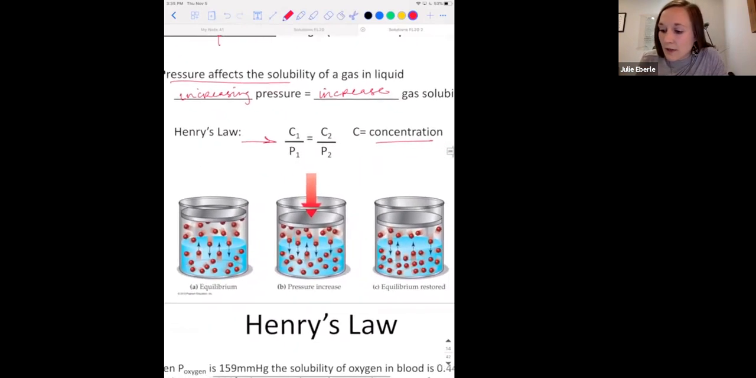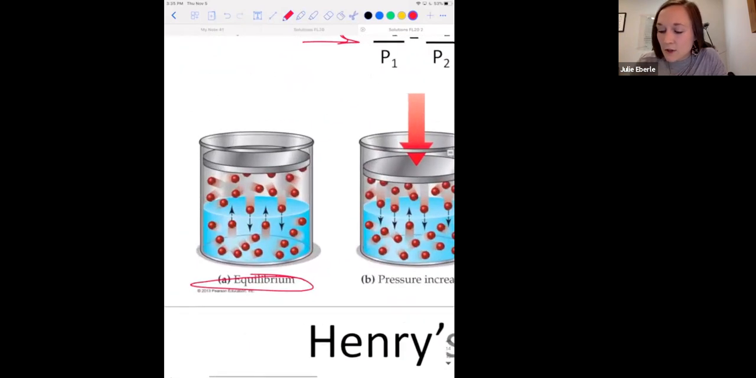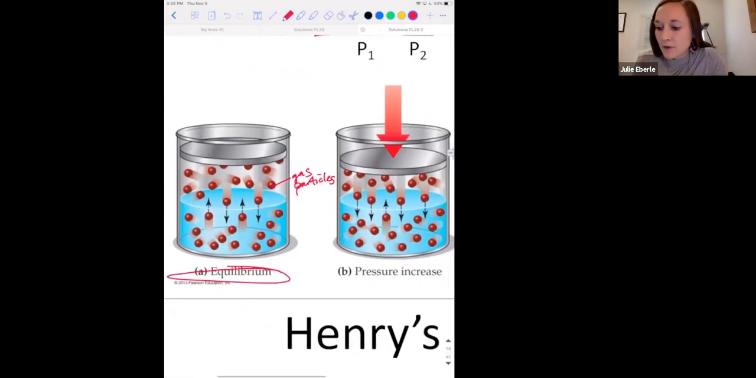Here's just a picture of that. If we have a system at equilibrium, you see these red spheres are your gas particles. And you have equilibrium, so you have 2 arrows going up, 2 arrows going down, indicating equilibrium, because we know equilibrium is forward and reverse at the same rate, okay? So you have gases leaving the liquid at the same rate gases are going into the liquid.